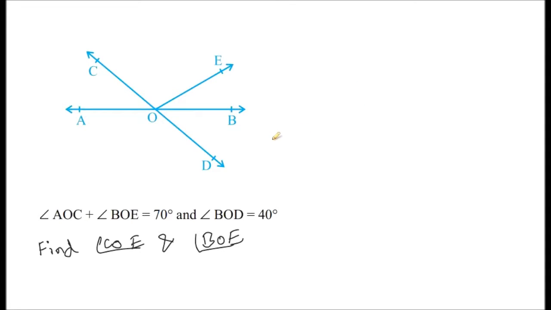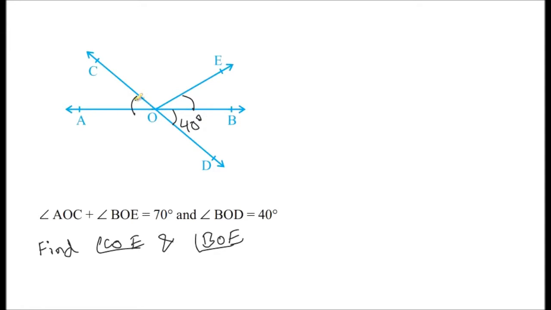Here we have a question. In this question, this data is given: angle AOC plus angle BOE is equal to 70 degrees. That means angle AOC and angle BOE together are 70 degrees, so directly we cannot write it there. And angle BOD is 40 degrees. This angle is given as 40 degrees.